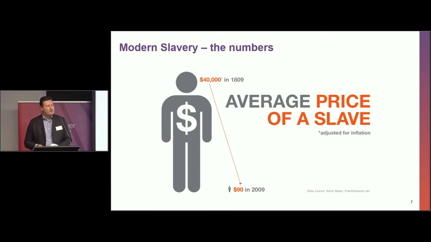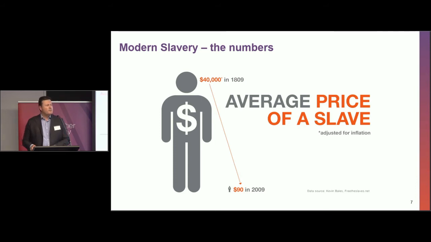A sobering thought is the value of a slave. Back in the 1800s, slaves were very valuable, and all the laws around slavery viewed slaves as very valuable property. In 2009, that value was $90. It's probably even less now 10 years later. So it's a sobering thought to think about the value of human labour and slaves and even human life has been devalued so significantly.